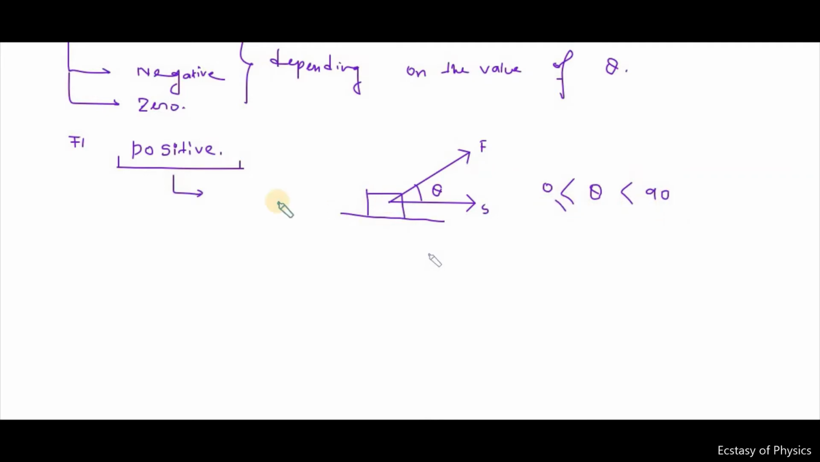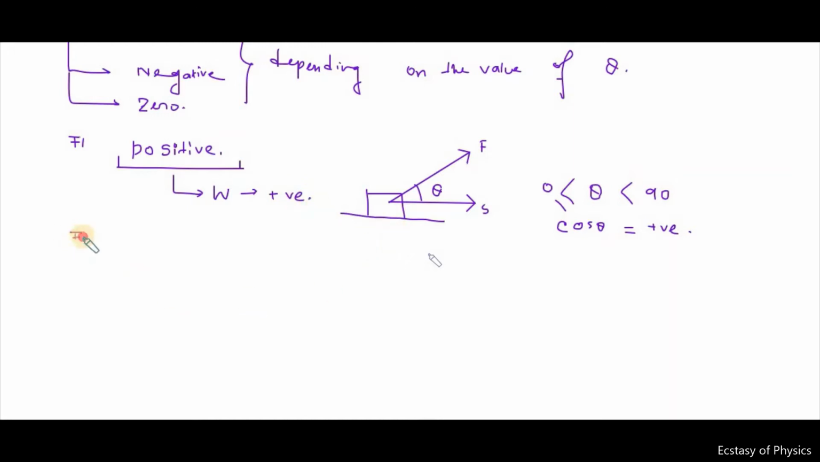So in that case, the work done would be the positive work done, because in this range, in between 0 to 90 degree, the cos theta would be positive. Cos theta would be positive. And then in that case, the W that we get will be equal to positive work done.